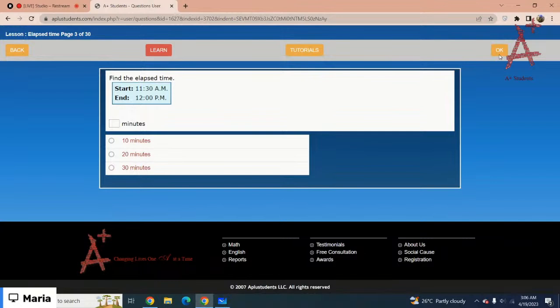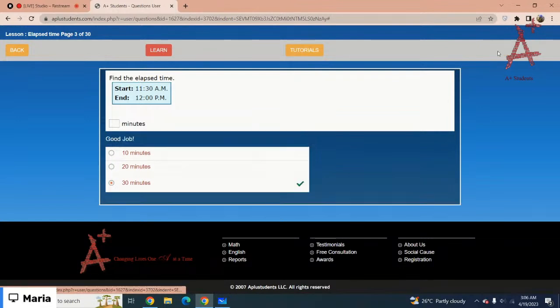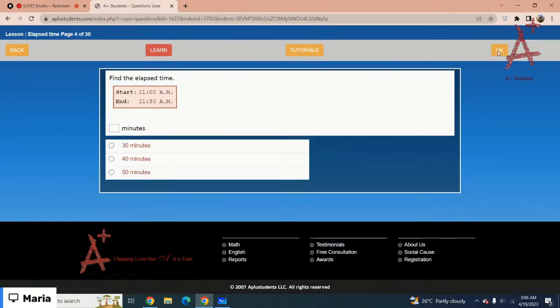Okay, find the elapsed time 11:30 to 12, which is the correct option. From 11:30 to 12 you have just 30 minutes. That means the elapsed time is 30 minutes. Okay, find the elapsed time 11 a.m. to 11:30 a.m. Which is the elapsed time? Again from 11 to 11:30 it is 30 minutes. The correct option is 30 minutes.